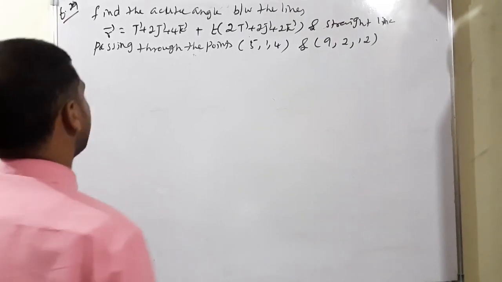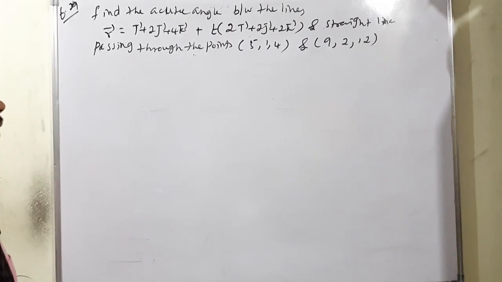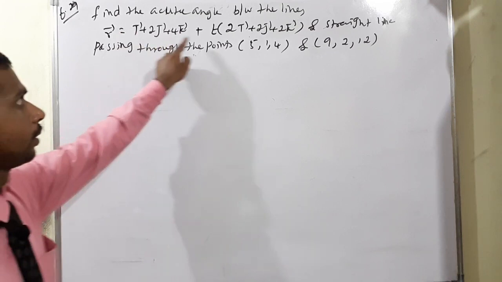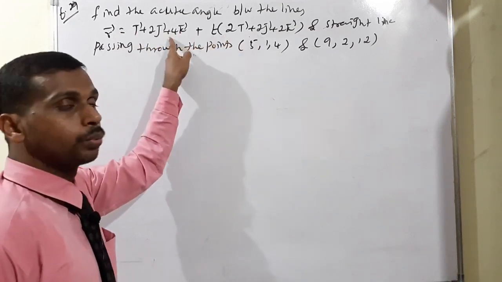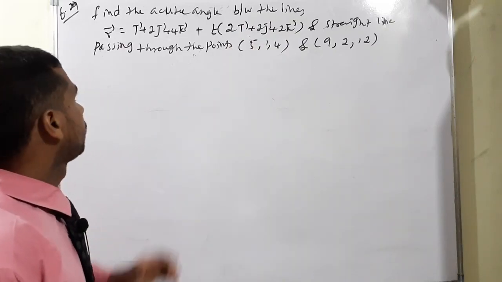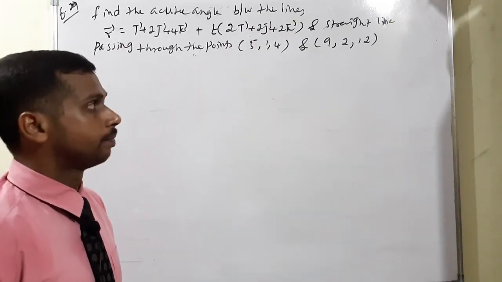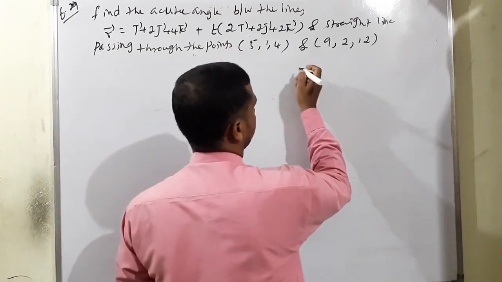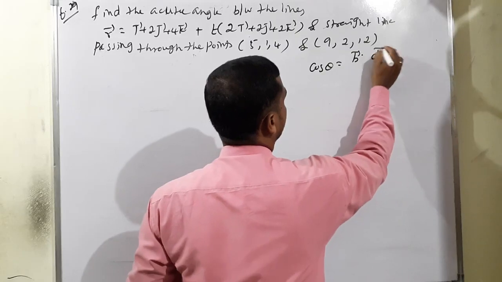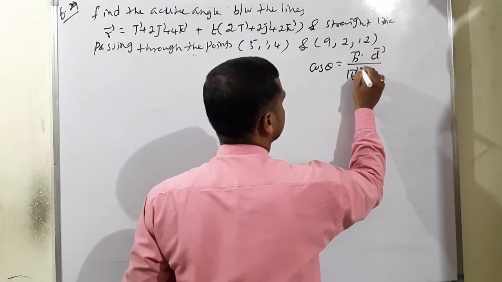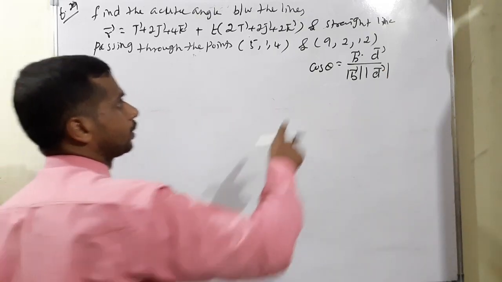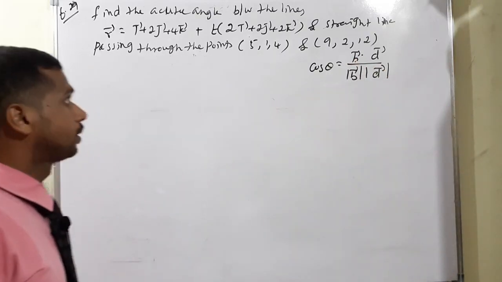Question, example 6.29. Find the acute angle between the lines. So, one condition, this is R vector is equal to A vector plus t B vector. A vector, what did I say? That is called a point, and this is called the direction vector. Then a straight line passing through the points is also there, isn't it? So, already we know the formula, for the acute angle cos theta is equal to B vector dot D vector divided by modulus of B vector into modulus of D vector.